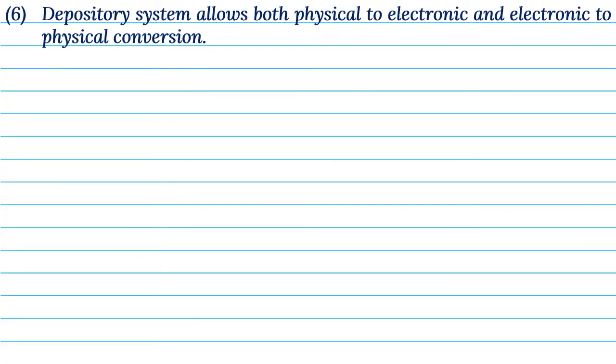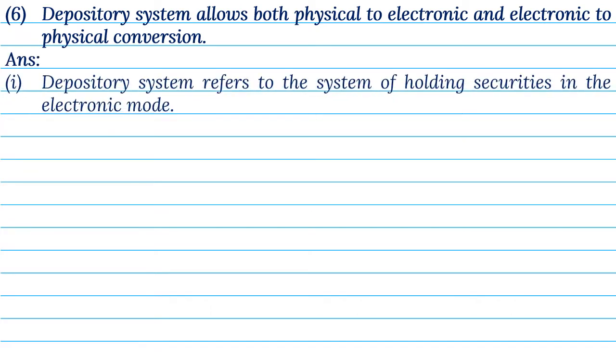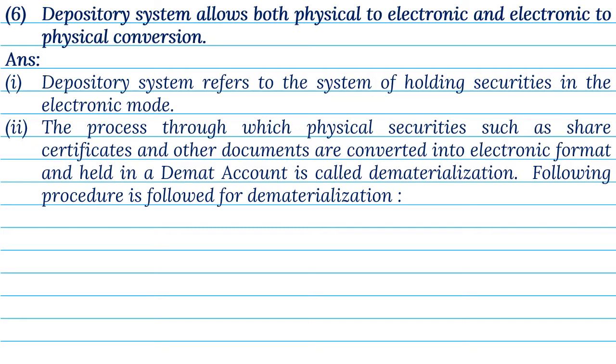6. Depository system allows both physical to electronic and electronic to physical conversion. Answer. 1. Depository system refers to the system of holding securities in the electronic mode. 2. The process through which physical securities, such as share certificates and other documents, are converted into electronic format and held in a demat account, is called dematerialization.